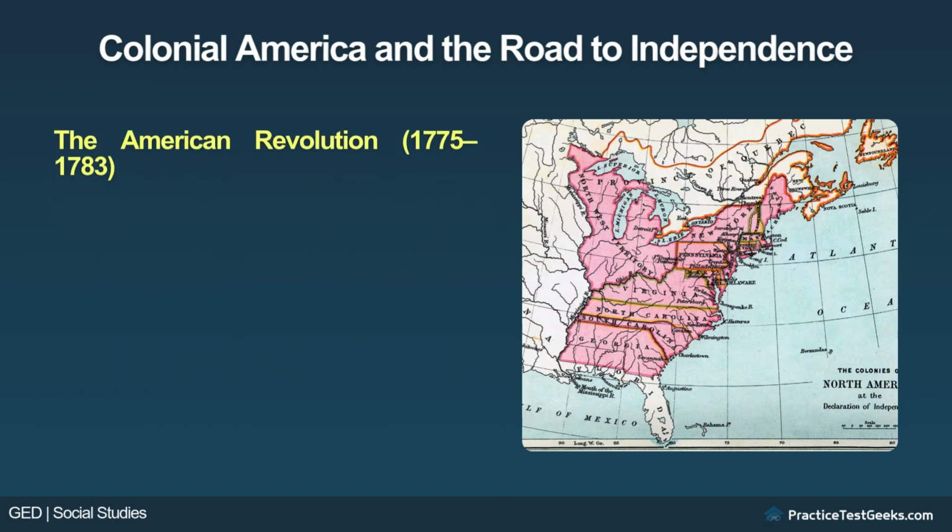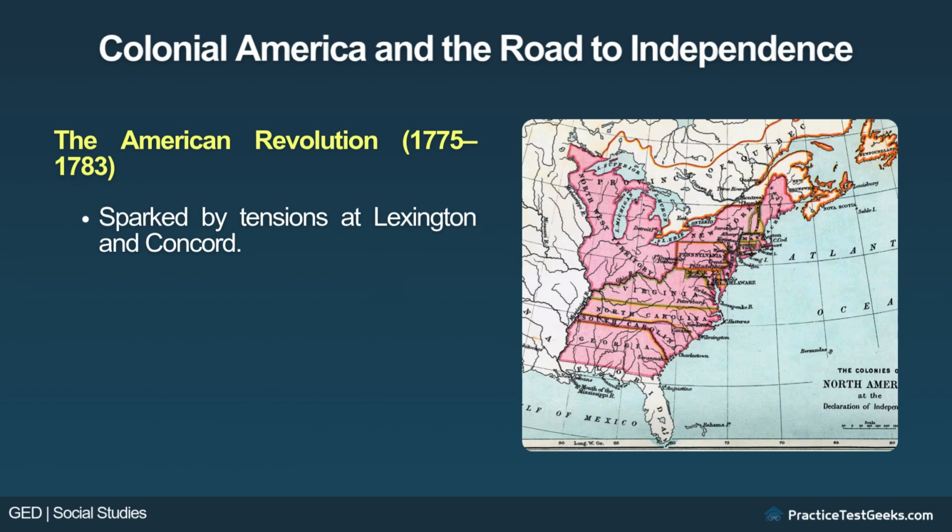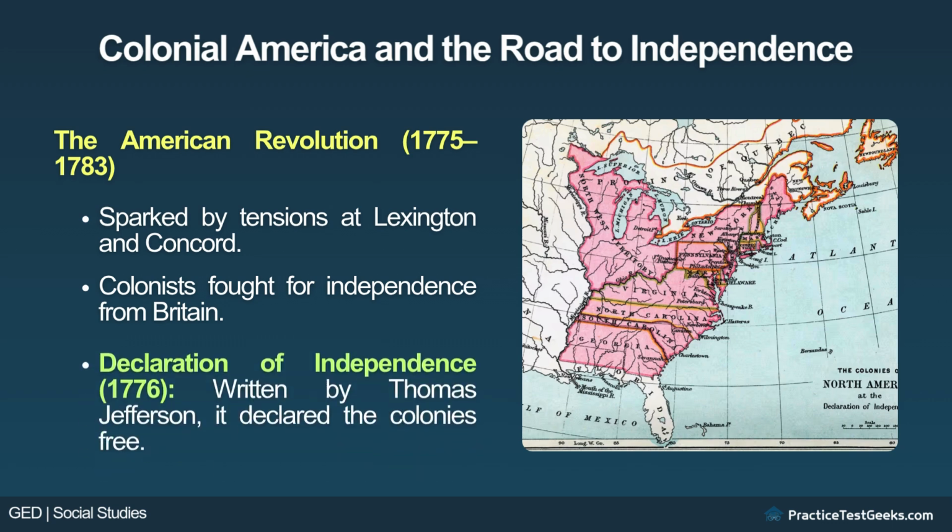The American Revolution, 1775 to 1783. Tensions exploded into violence at Lexington and Concord, marking the start of the American Revolution. Colonists fought to gain full independence from British rule. In 1776, Thomas Jefferson wrote the Declaration of Independence, formally stating that the colonies were now free and no longer under British control.